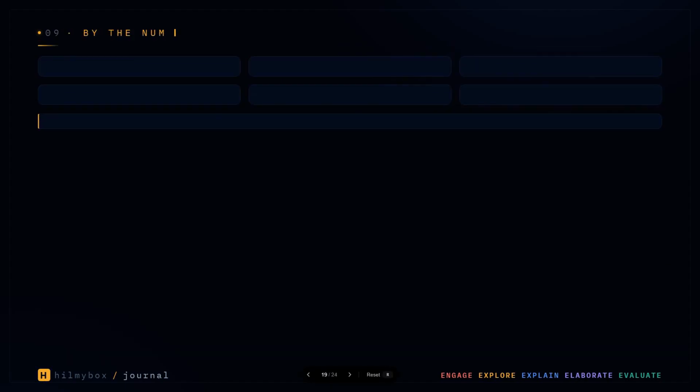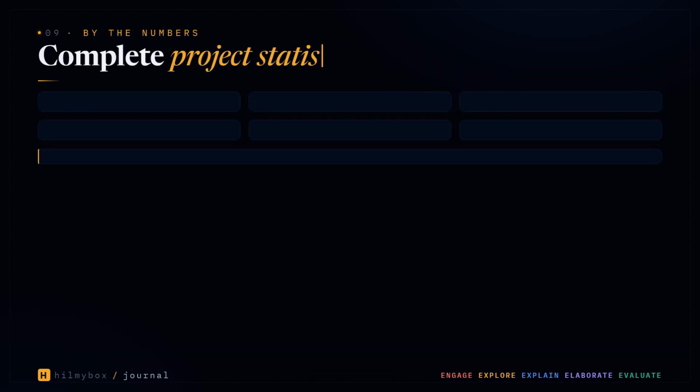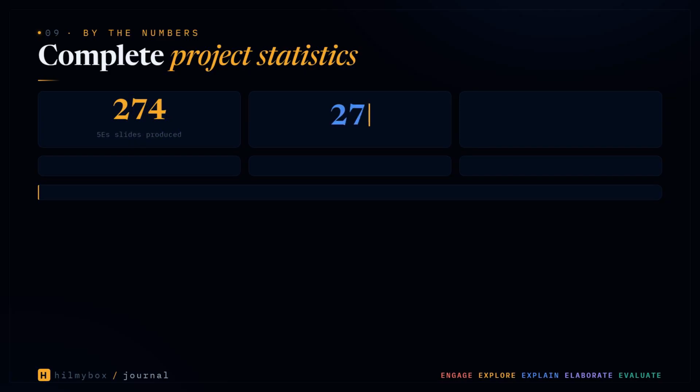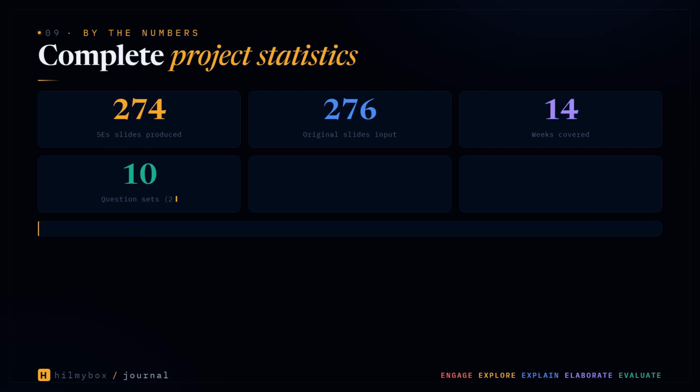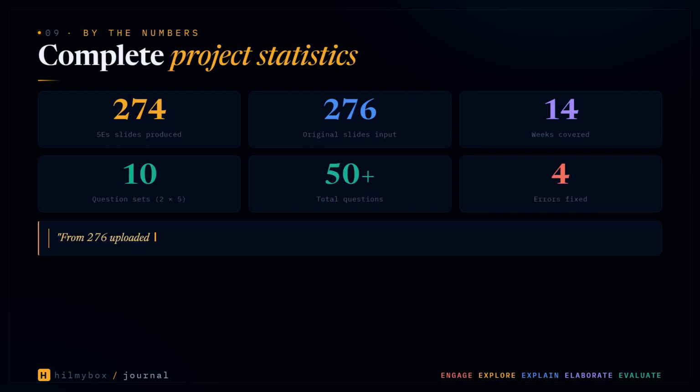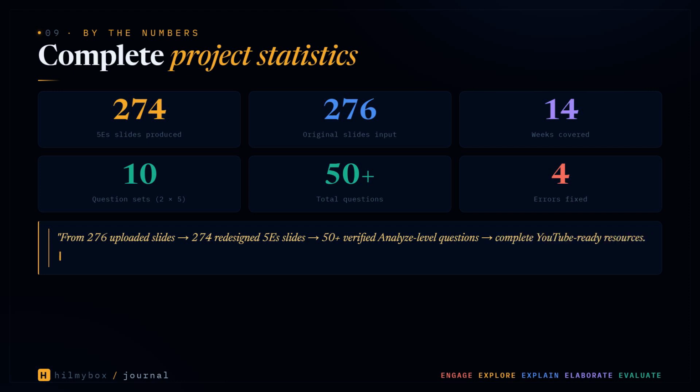Part 9. By the numbers. The complete project statistics. 274 5Es slides produced from 276 original slides input, 14 weeks covered. 10 question sets, 2 for each of the 5 CLOs, over 50 total questions, and 4 errors fixed. From 276 uploaded slides to 274 redesigned 5Es slides to over 50 verified analyze level questions and complete YouTube-ready resources, all in a single Claude conversation.